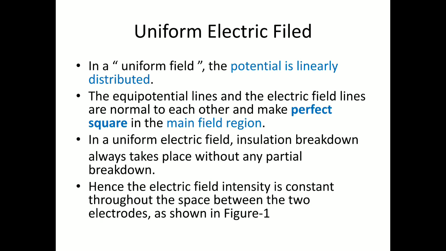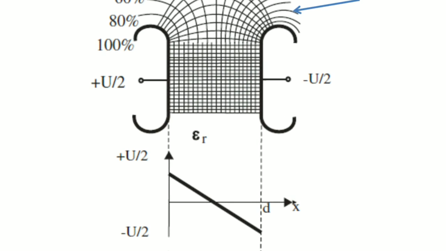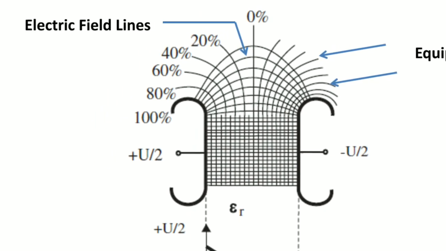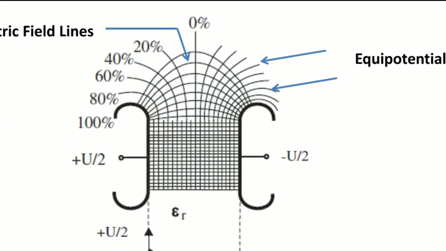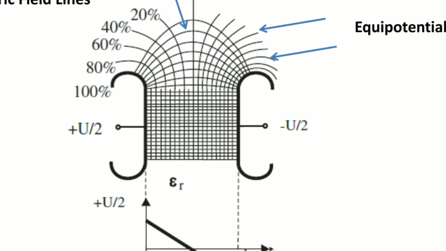Now let us consider a uniform electric field between two electrodes, or you can say two parallel plate electrodes, as shown in figure 1. From this figure it is very clear that these indicate equipotential lines and these indicate electric field lines. And if you see this diagram very clearly, this center region is nothing but our region of main consideration.